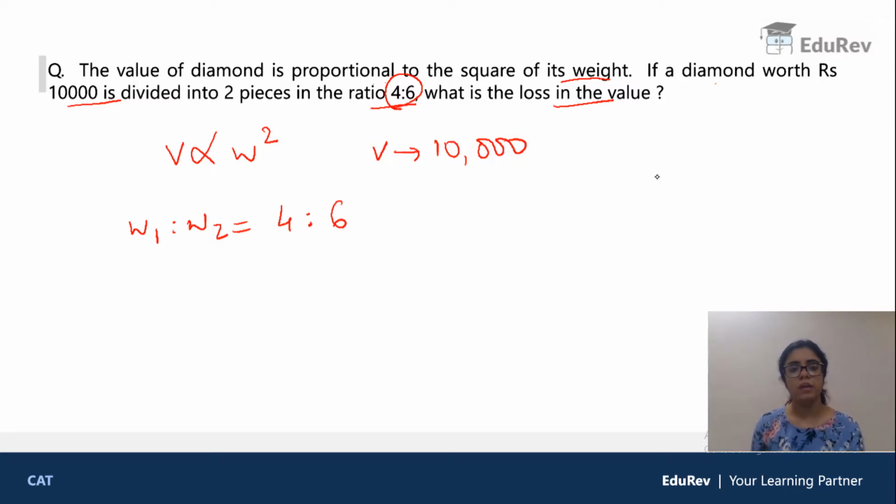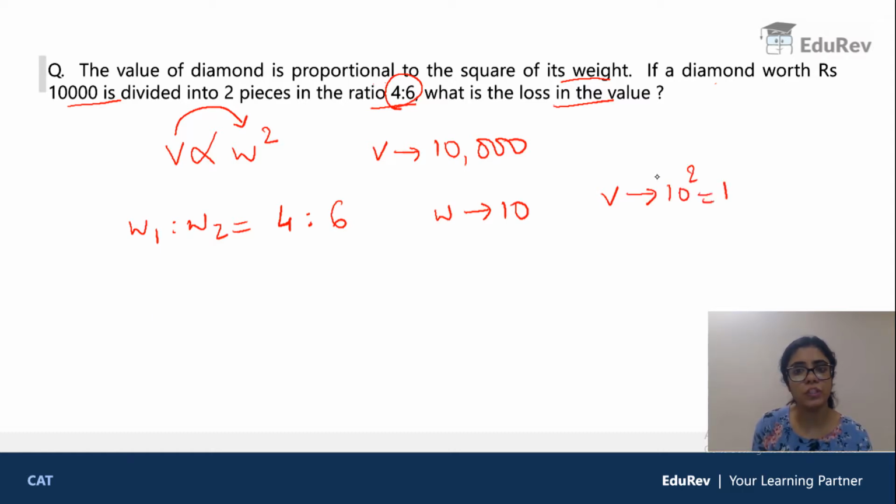How? Look, understand. If I ask you before breaking, okay, what was the value? Before breaking what was the value? See, after breaking the ratio was 4:6. So before breaking, can I say the weight was 10? Before breaking the weight was 10, correct? We know value is proportional to weight square. So if I ask you what was the value? Value was 10 square, which is 100.